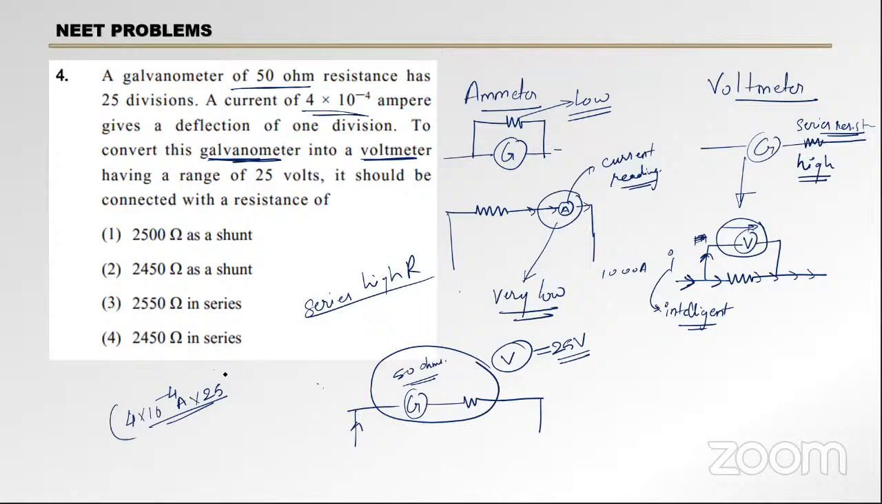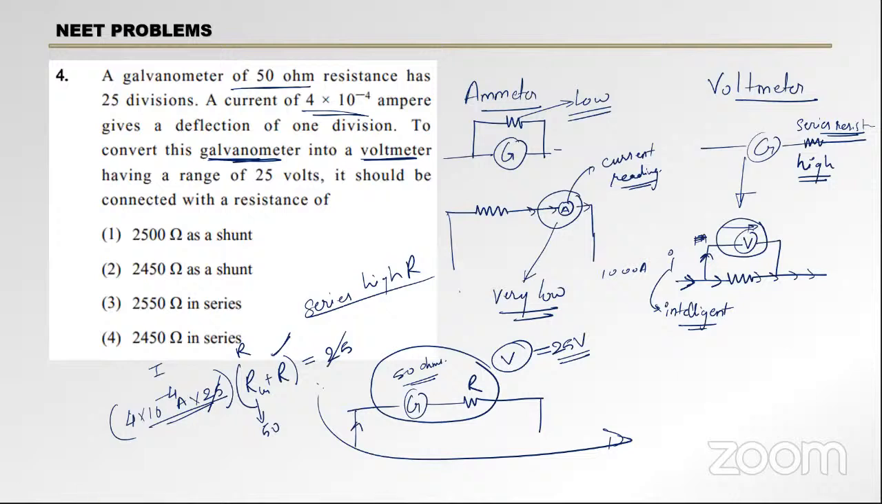So current we have, resistance we can multiply. Resistance is galvanometer resistance plus this series resistance. This is I, this is R, and this should be equal to 25 volts, which is the reading of this voltmeter, right? RG is how much? 50. Now from here you can easily find this R. Okay, 25 cancelled out. So it is 4 into 10 to the power minus 4 into 50 plus R is equal to 1.